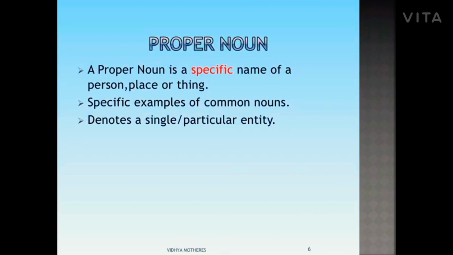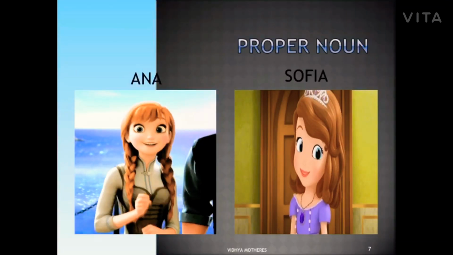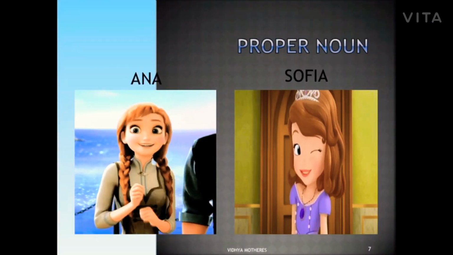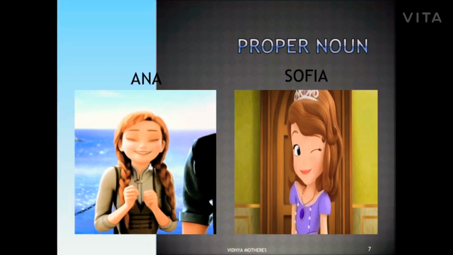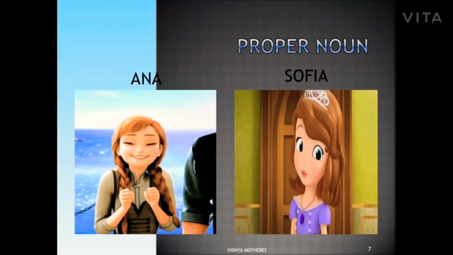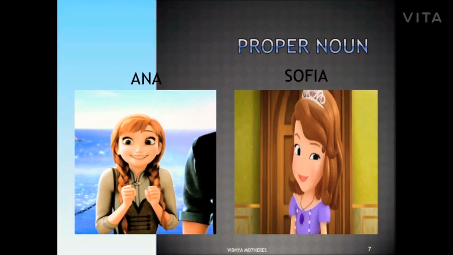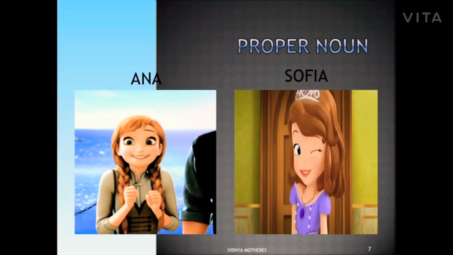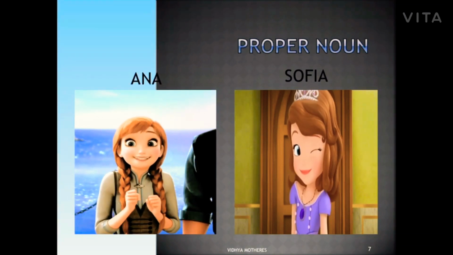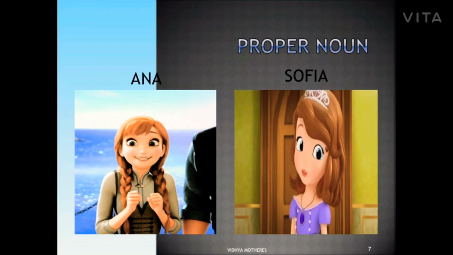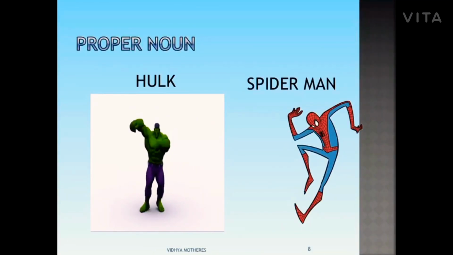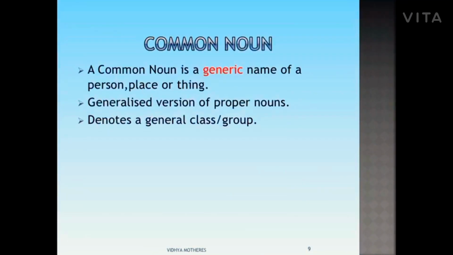Proper nouns denote a single or particular entity. In this picture, to your right, you see a little girl, and the specific name given to that little girl is Sophia. To your left is Anna. Similarly, we have Hulk and Spider-Man.